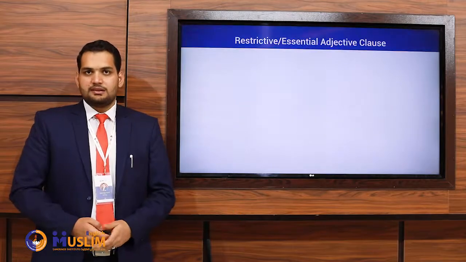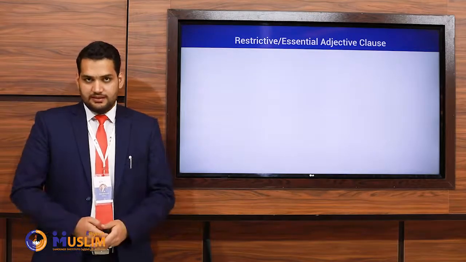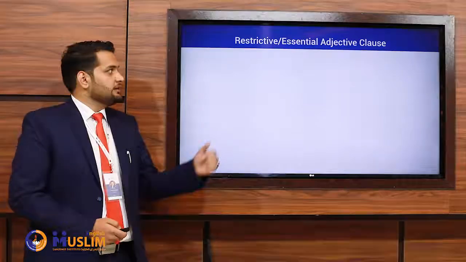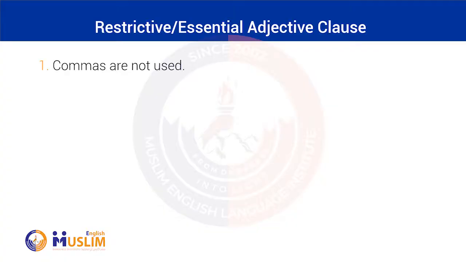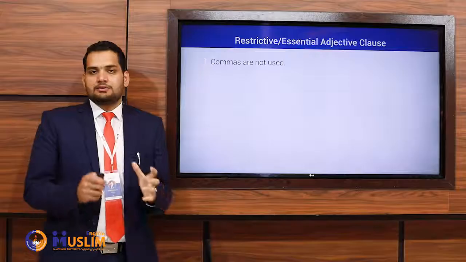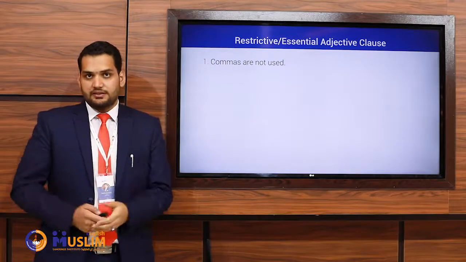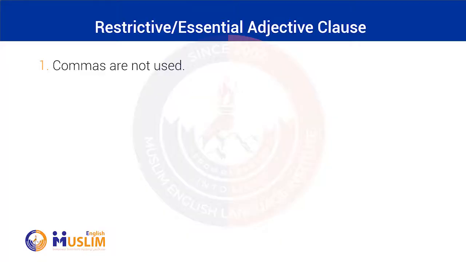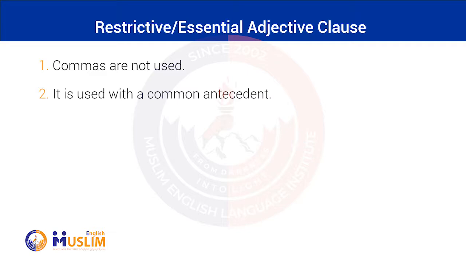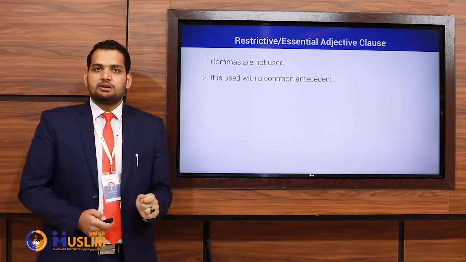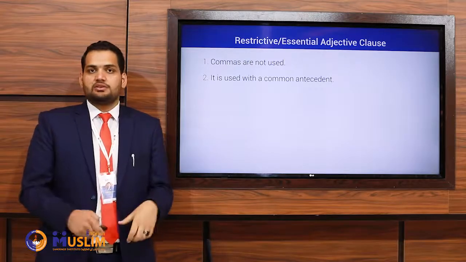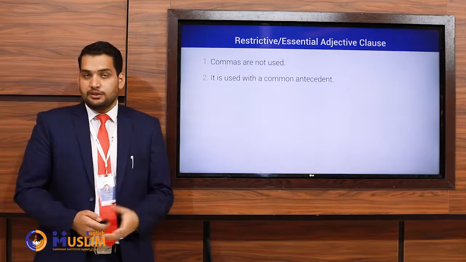Let's talk about some of the main points of restrictive adjective clause. Number one, commas are not used. There is no need of using a comma before or after a restrictive adjective clause. Number two, it is used with a common antecedent. Remember, the antecedent of a restrictive adjective clause is usually a common noun, not a proper noun.